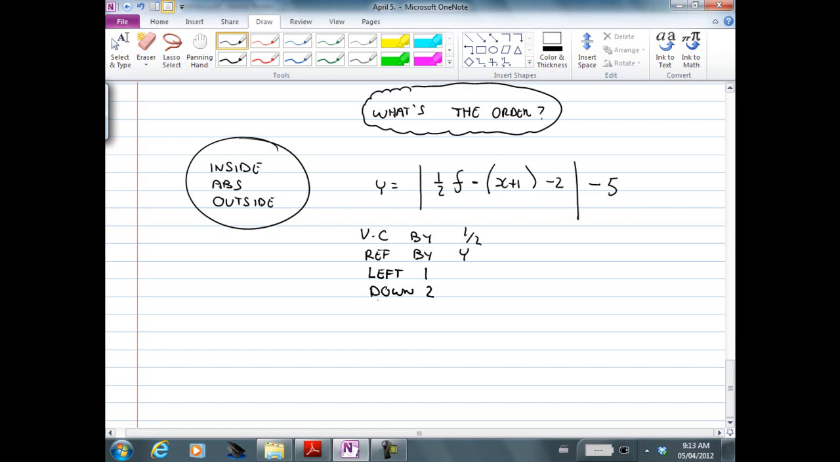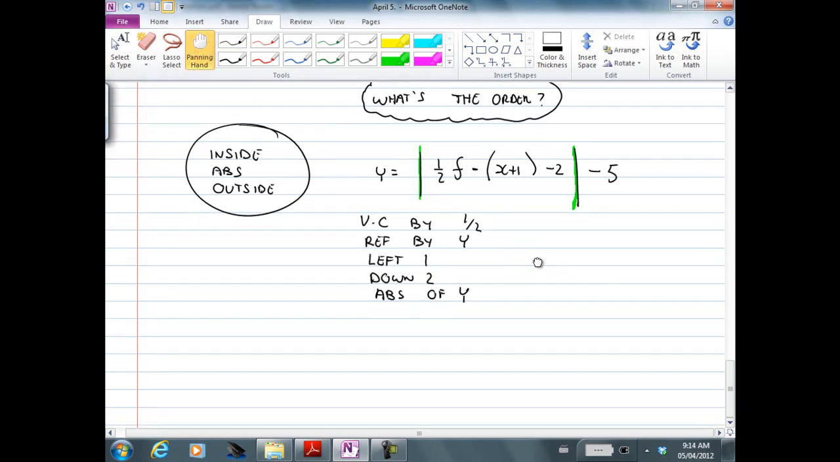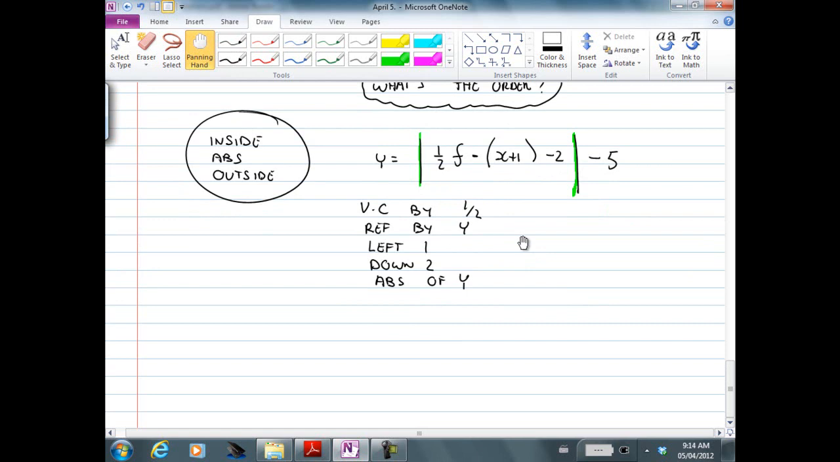Giselle, what's the next thing that happens? No, we were done with the inside. Once you finish the inside, we're going to focus on the absolute value. So we're going to write down absolute value of y. Once you finish absolute values, you're going to go to the outside. Paul, what's the last thing? Graph it? Nope. There's only one number left we haven't worked with. Down 5.